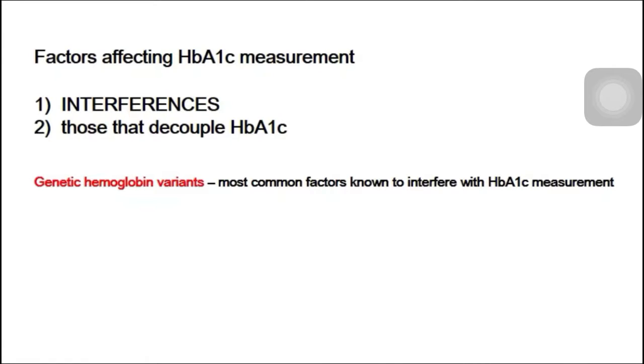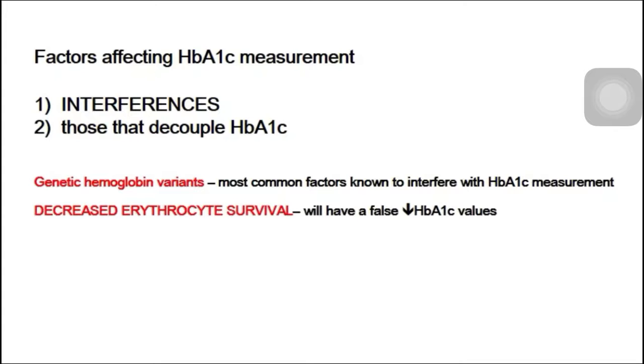So specifically or generally, or in other words po, pag decreased po yung erythrocyte survival, or again in conditions with decreased erythrocyte survival po, this will have a falsely depressed or falsely decreased hemoglobin A1C values po. So also we have chronic kidney disease, cirrhosis, pregnancy, and iron deficiency po. They can also decouple hemoglobin A1C po from actual blood glucose concentration po.